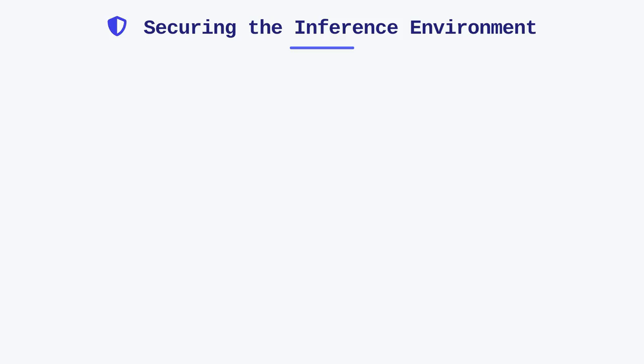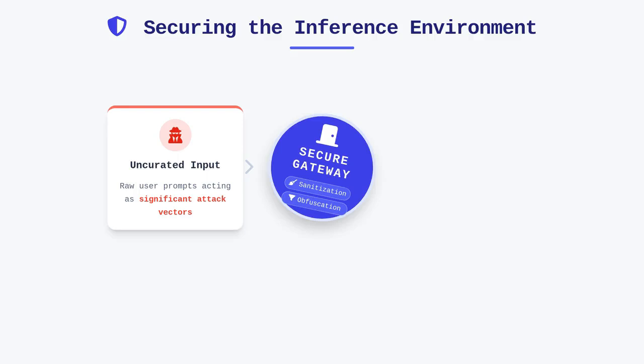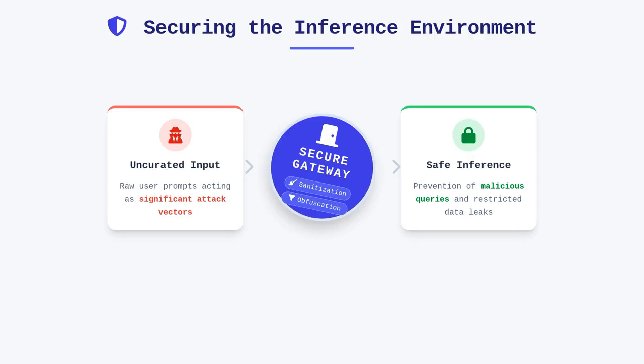When deploying models into production, the inference environment itself becomes a significant attack vector that requires a layer of obfuscation or sanitization. If your model accepts user prompts, you are essentially handling raw, uncurated input that could potentially be logged or used to retrain future model iterations. I recommend wrapping your model endpoints in a secure gateway that applies input-output sanitization to prevent the injection of malicious queries and to ensure that generated outputs do not divulge restricted data.